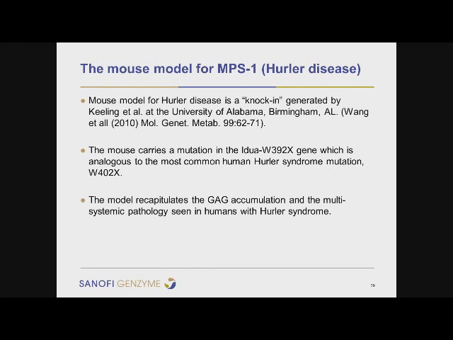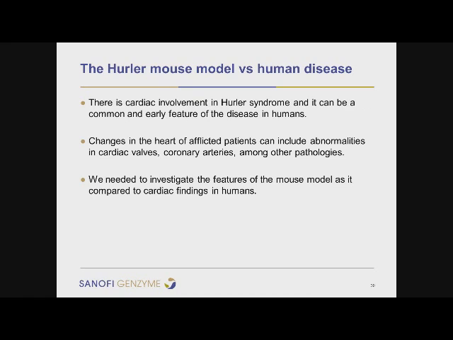There is a mouse model for Hurler disease, which is a knock-in, meaning the gene was knocked in to these mice, generated at the University of Alabama. The mouse carries the mutation similar to that seen in humans with Hurler syndrome, and it really closely recapitulates the GAG accumulation and the multisystemic pathology that is seen in humans with Hurler syndrome.